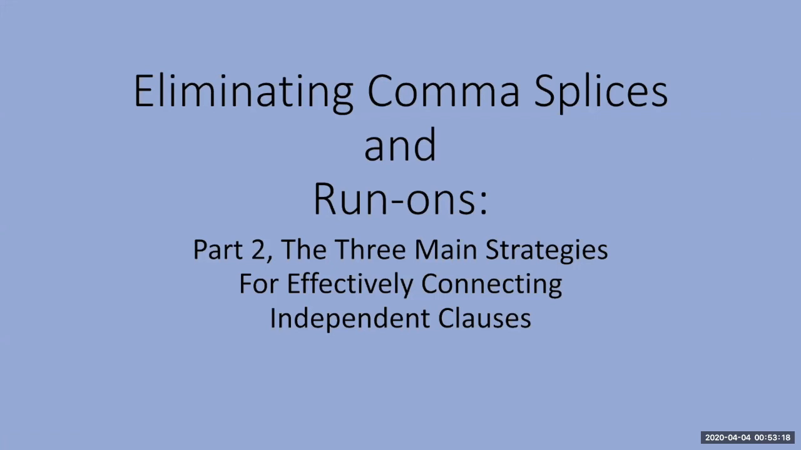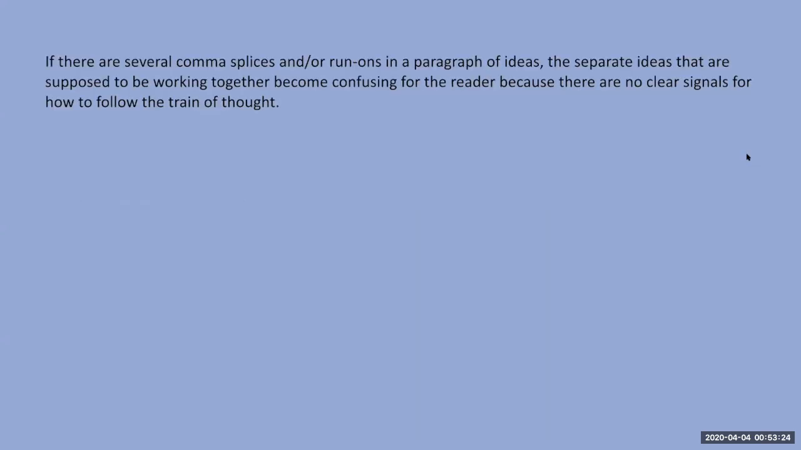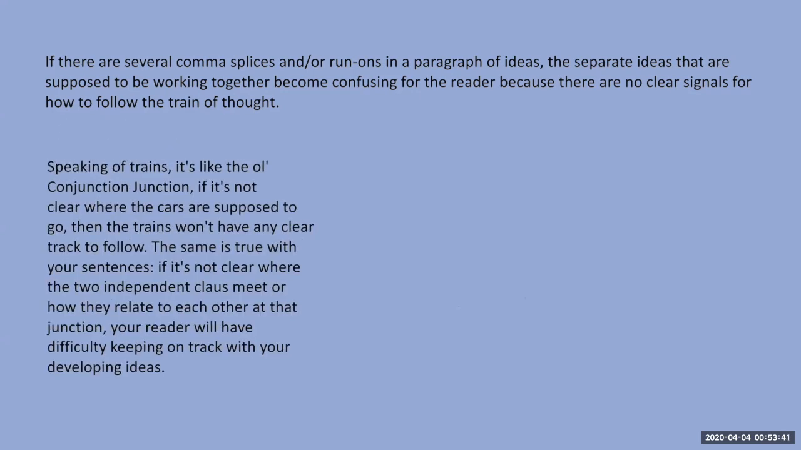Eliminating comma splices and run-ons, part 2, the 3 main strategies for effectively connecting independent clauses. If there are several comma splices and/or run-ons in a paragraph of ideas, the separate ideas that are supposed to be working together become confusing for the reader because there are no clear signals for how to follow the train of thought. Speaking of trains, it's like the old Conjunction Junction.